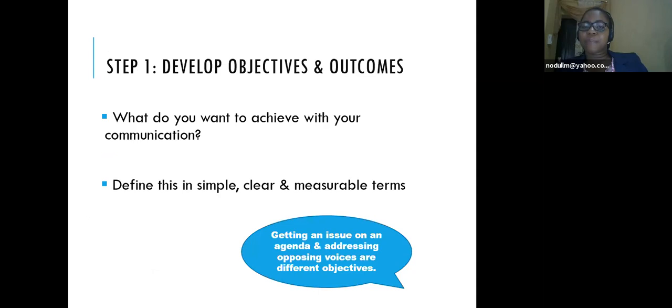So the first step is to develop objectives and outcomes, looking at them step by step. What do we want to achieve with our communication? We have to define this in simple and clear terms that are measurable. Getting this issue on an agenda is really very important. So here we have to think about SMART, to see that the objectives are specific, measurable, relevant, time-bound, and achievable. This is very important when we're creating the objectives for policy communication, and also making sure that outcomes are clearly labeled.